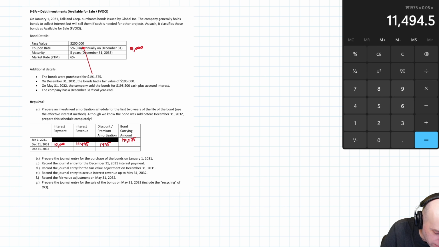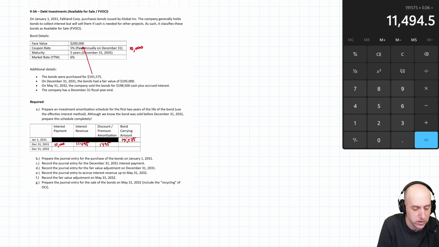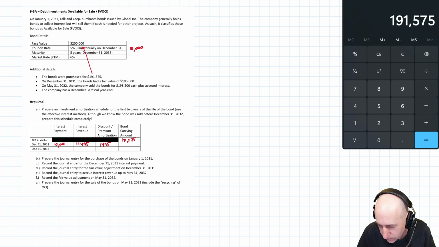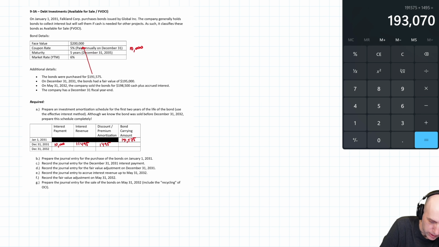The bond carrying amount, every time I recognize a little bit of extra interest, my bond carrying amount gets closer and closer to the $200,000. So it's going to go up by $1,495. So 191,575 plus $1,495 is $193,070. Let's go on to our next one.